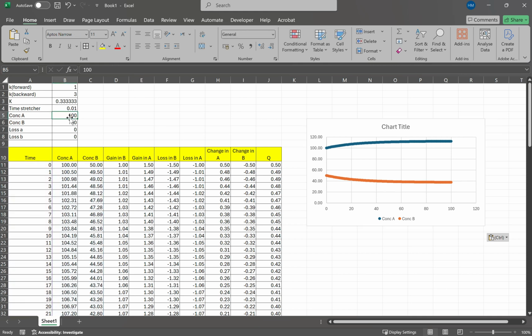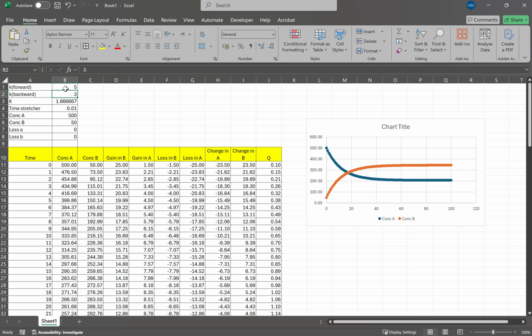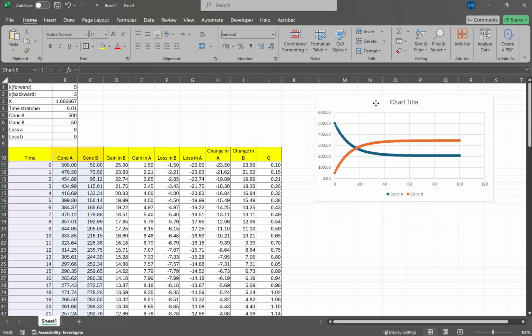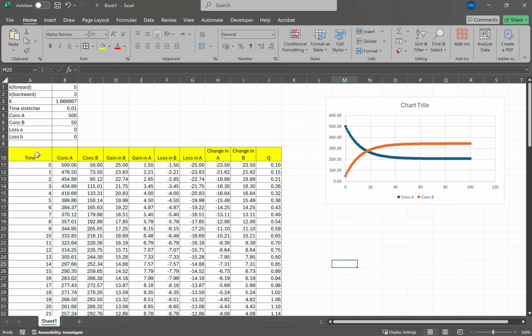If I change this to 500, okay, yeah, stuff's happening. If I change the rate constant for the forward reaction to 5, okay, yeah, lovely, stuff's happening. Right, so that's a really nice graph of concentrations on the y-axis and time on the x. What would also be nice to have is time on the x and rate on the y-axis. So it's a little bit more complicated.